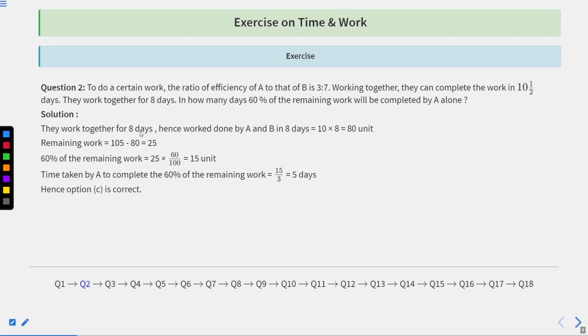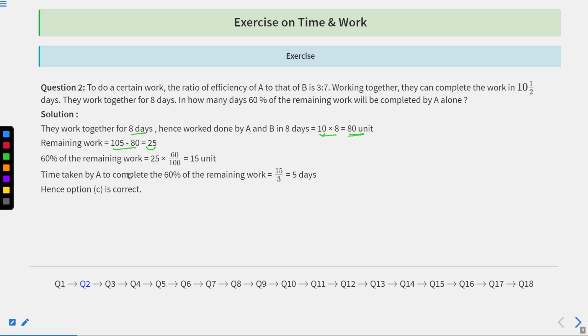So they work together for 8 days. Hence, work done by A and B in 8 days is the combined efficiency 10 times 8 days, that is 80 units of work completed by A and B in 8 days. And now, how much work is remaining? That is the total work minus the work completed by now. So that will be 105 minus 80. So the remaining work will be 25.